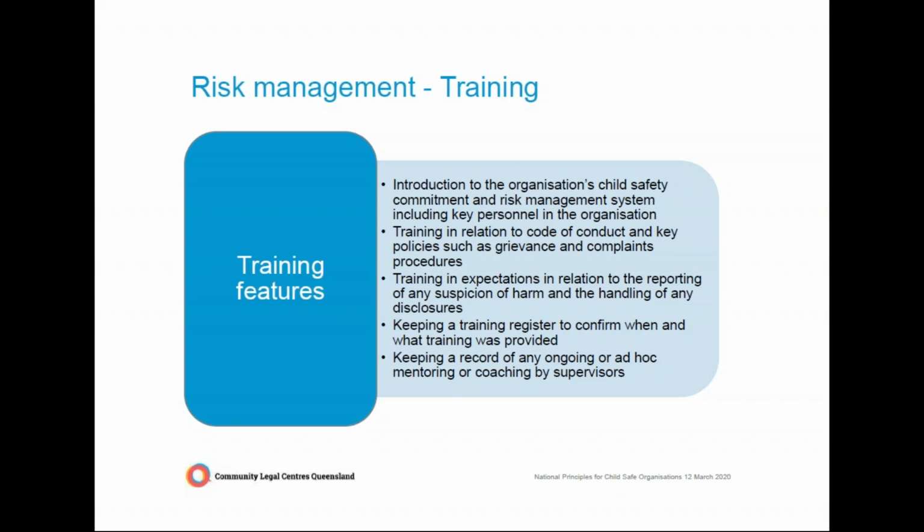The basic features of training should include introduction to the organisation's child safety commitment and risk management system, including key personnel involved in that system in the organisation, training in relation to code of conduct and key policies such as grievances and complaints procedures, training in expectations in relation to the reporting of any suspicion of harm and the handling of any disclosures, and obviously keeping a training register to confirm when and what training was provided, as well as keeping a record of any ongoing or ad hoc mentoring or coaching by supervising staff.